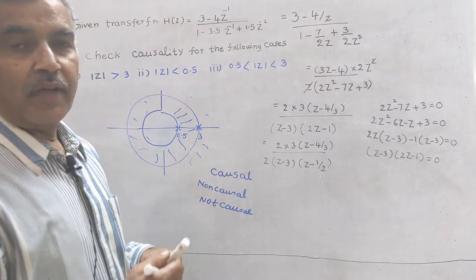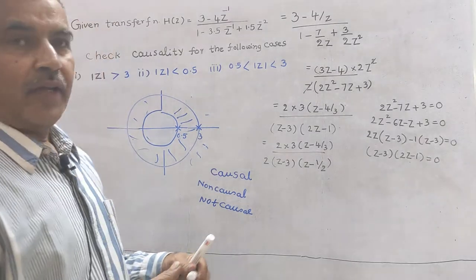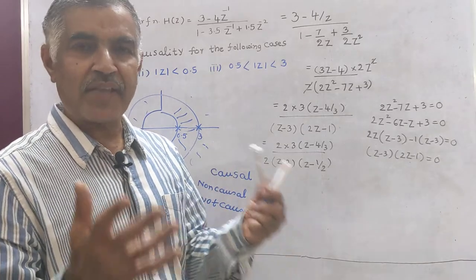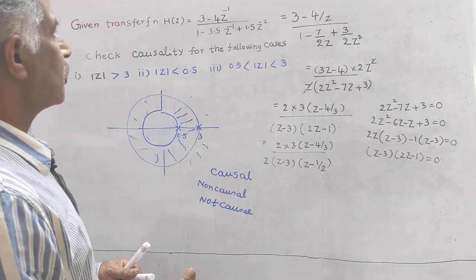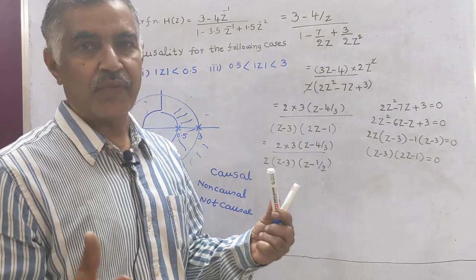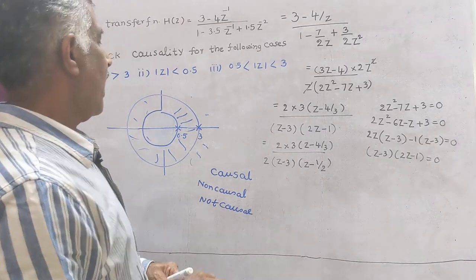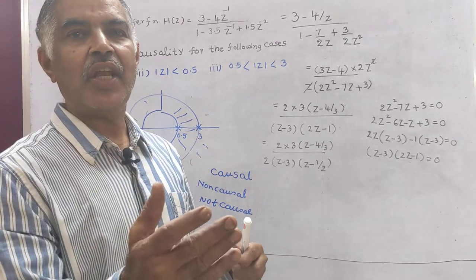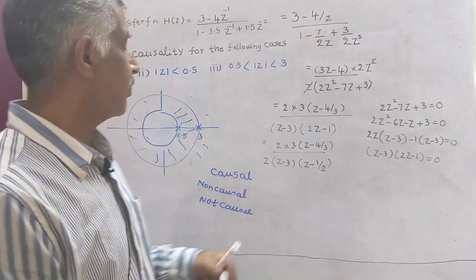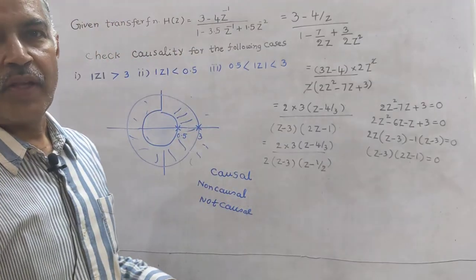So, while ensuring this causality property, it is in terms of the ROC. You have to examine the ROC against the pole value, the maximum pole value. You have to imagine a circle of maximum pole value, and check whether the ROC is exterior or not. This is how we have to check the causality property for the problems.